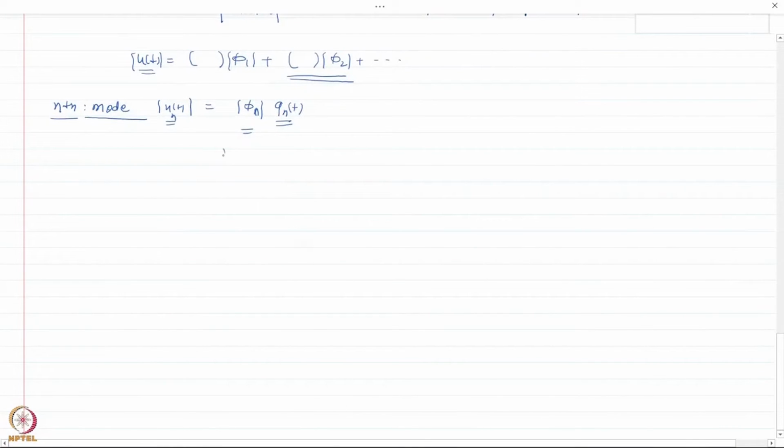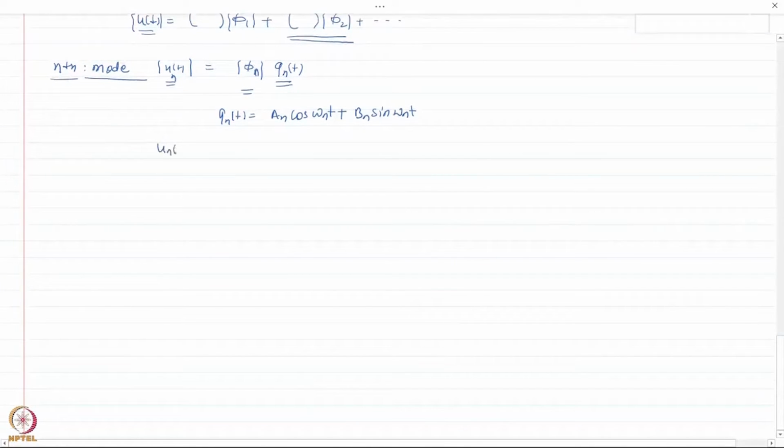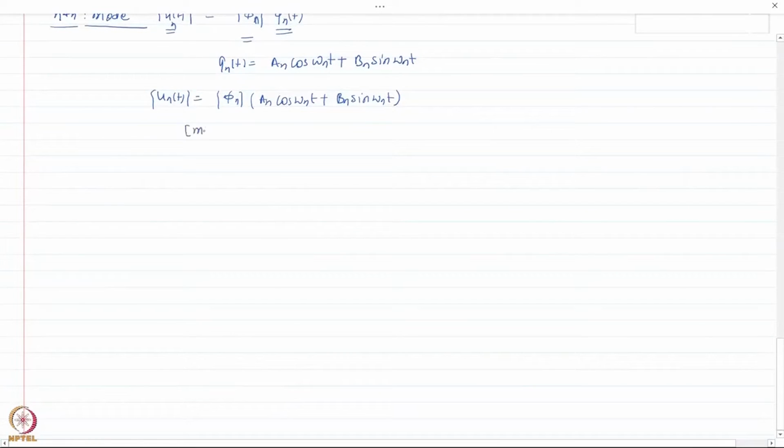Okay, so can I say that q_n(t) can be written as a_n cos(omega_n t) plus b_n sin(omega_n t). This is the general equation of motion for harmonic vibration, a_n cos(omega_n t) plus b_n sin(omega_n t), and this is for the nth mode. All right. So the response contribution in the nth mode can be represented as the shape factor for the nth mode, or mode shape, times q_n(t), which we have written as a_n cos(omega_n t) plus b_n sin(omega_n t). Okay, and our equation of motion for free vibration is this.